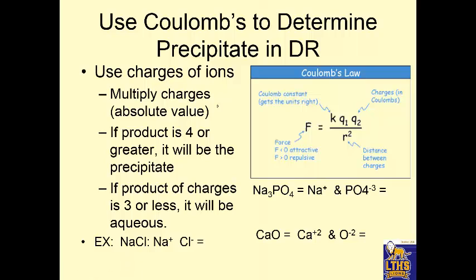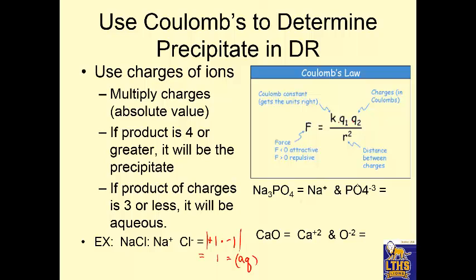So what you have to do is multiply the charges of the ions, and if you get 4 or greater, that compound will be the precipitate. If you multiply the charges of a compound's ions and it's 3 or less, it's going to be aqueous. How do we know that? Well, let's look. So NaCl, is that going to be aqueous or a solid in a chemical reaction with water around? Well, +1 times -1 equals 1. Why just 1? Because it's absolute value. So this is going to be an aqueous substance in a chemical reaction because the charges aren't big enough to make it solid.